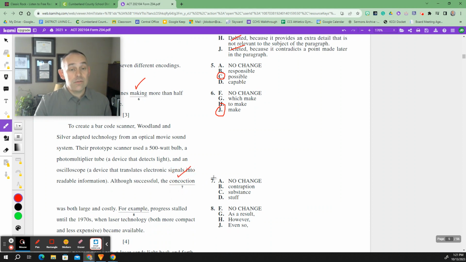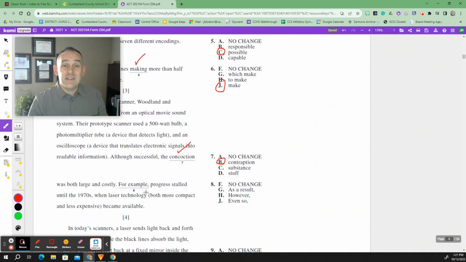All right, so this is another diction question. When I think concoction, the connotation is a liquid mixture. Well, this isn't a liquid mixture. This is a combination of real, tangible parts from a movie sound system, a photomultiplier, and an oscilloscope. So the correct word for that is contraption, B, because contraption has as its connotation physical, tangible parts that are put together. Number 8 is another transition question.